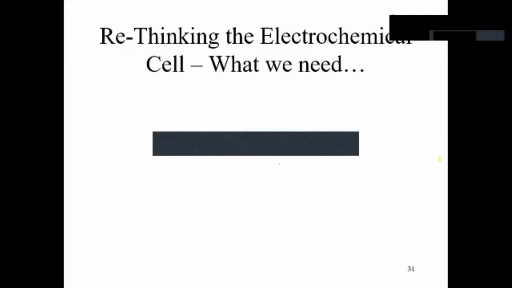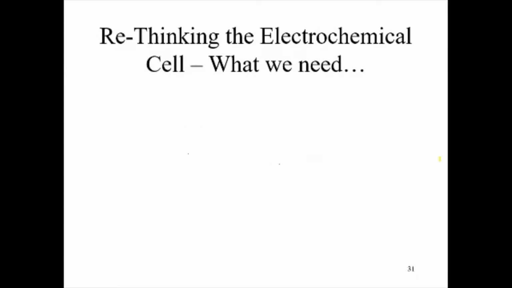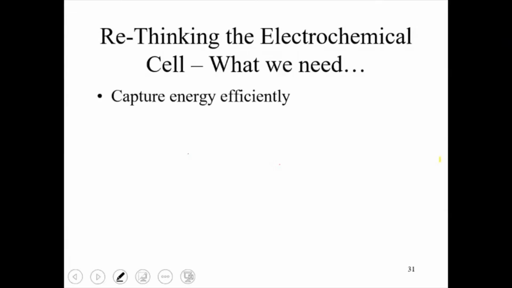All right. So let's rethink the electrochemical cell. Remember, we started out by talking about something we call electrochemical processes, part of which was, how do I use an electrochemical reaction, an oxidation reduction reaction, essentially, to derive useful energy. So there are several things that we would like to have here. Number one, we want to be able to capture energy efficiently.